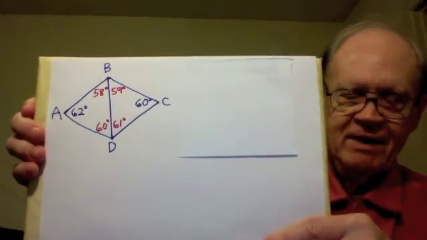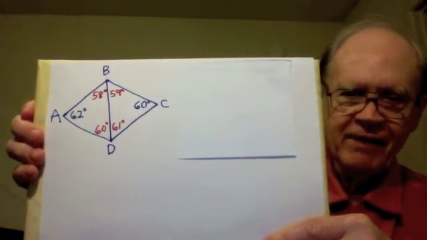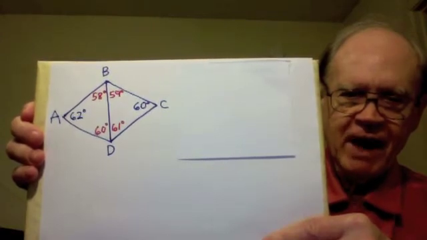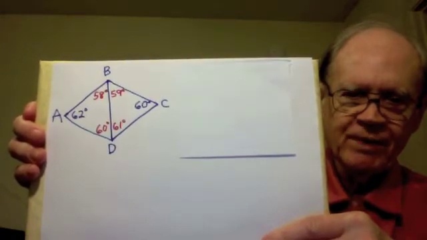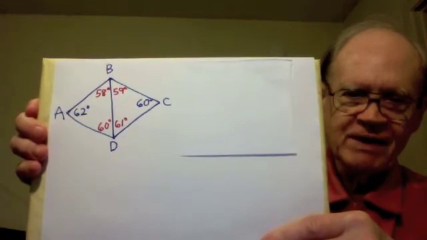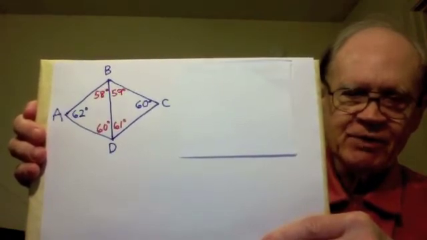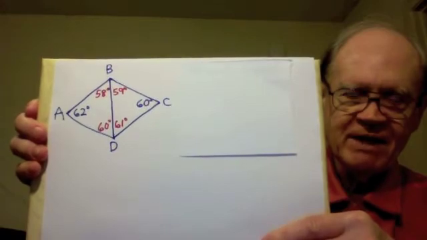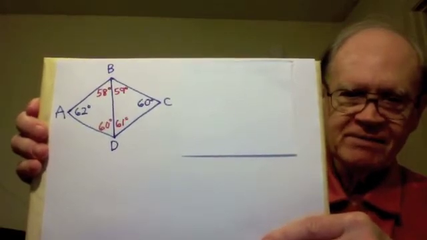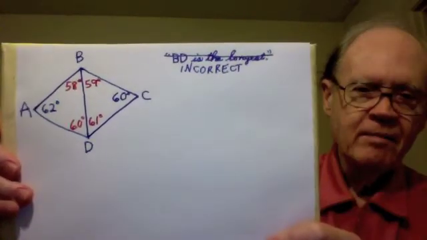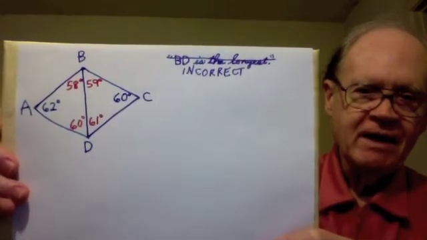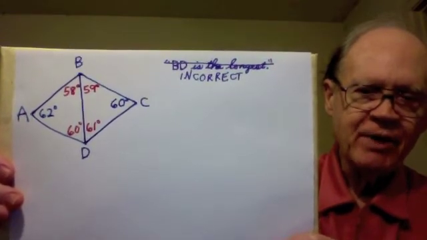Then many of the students looked at those 5 angles, and they have measures 58, 59, a pair of 60s, a 61, and a 62. The 62 is the biggest of those, and they reasoned, therefore, the side that's opposite the 62 degree angle, which is side BD, must be the longest. And so that's what they said, BD is the longest. But that is faulty reasoning, and the conclusion is incorrect.